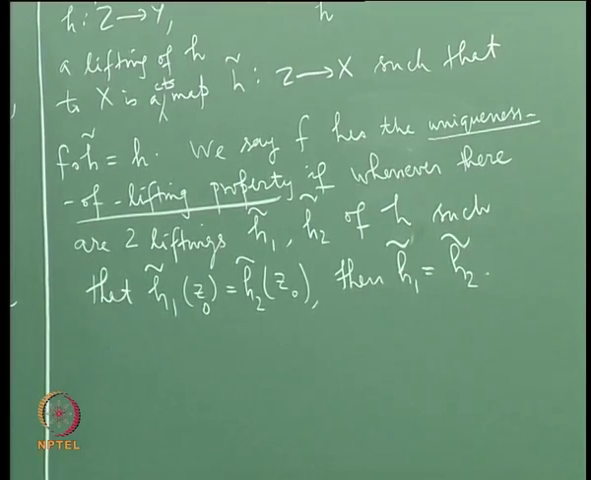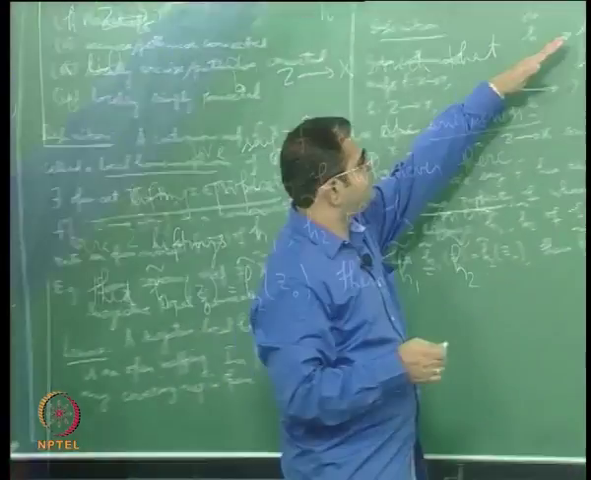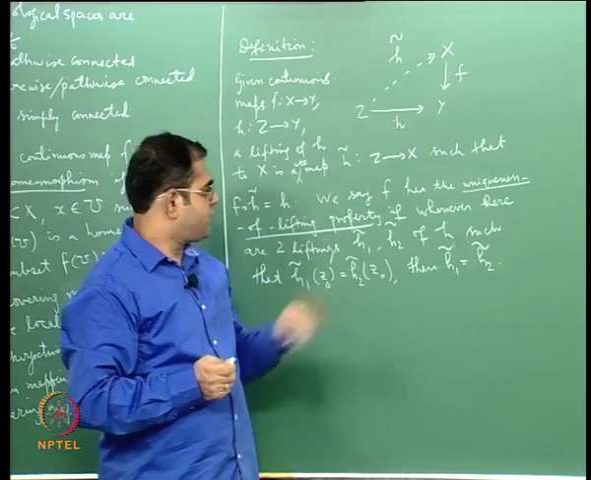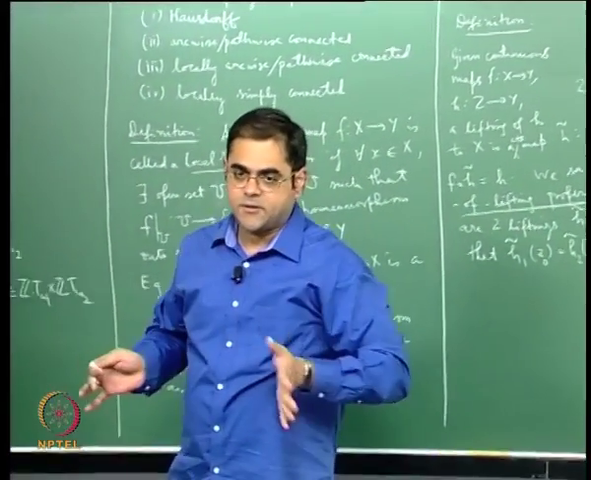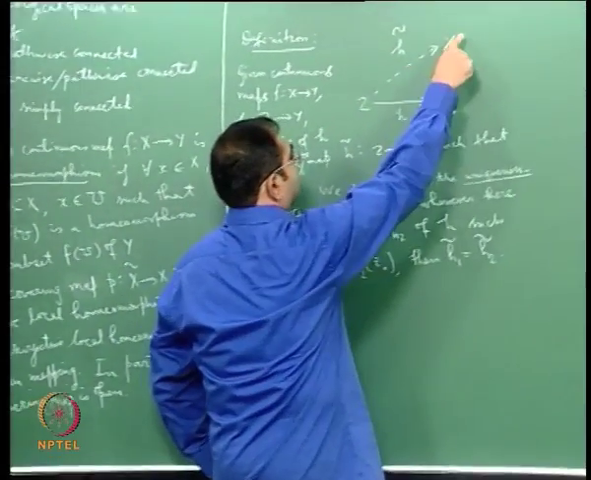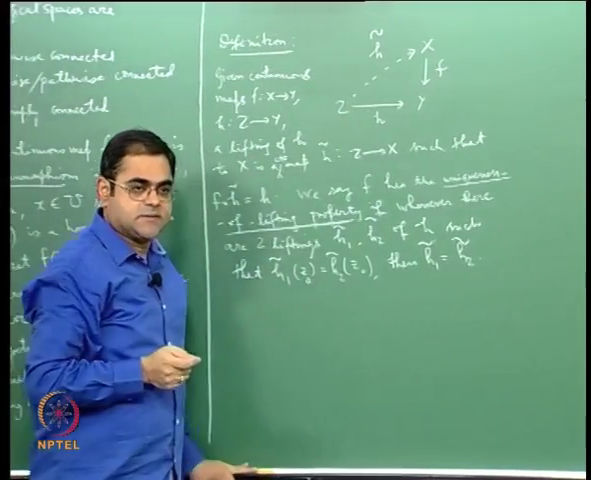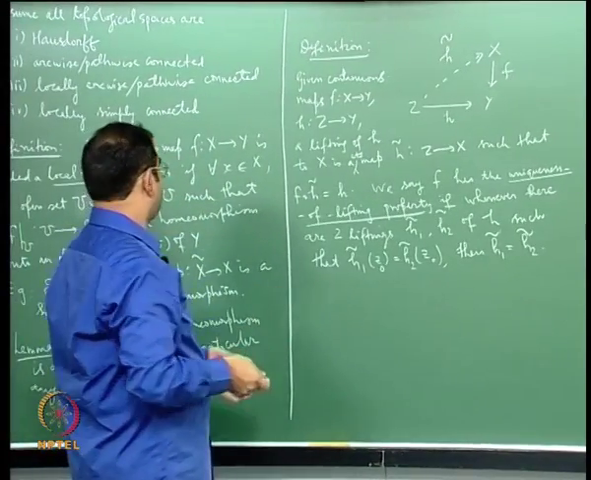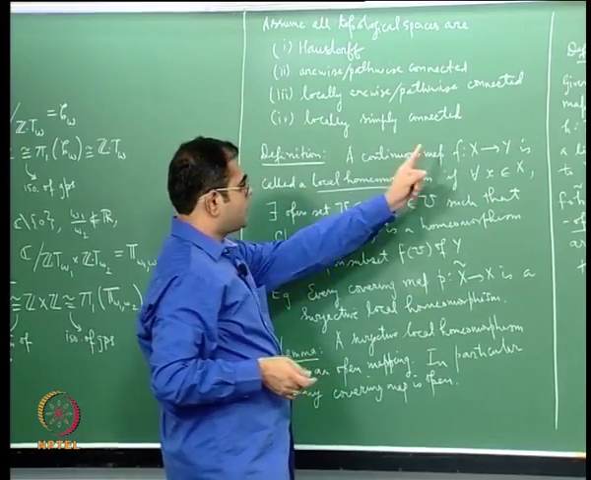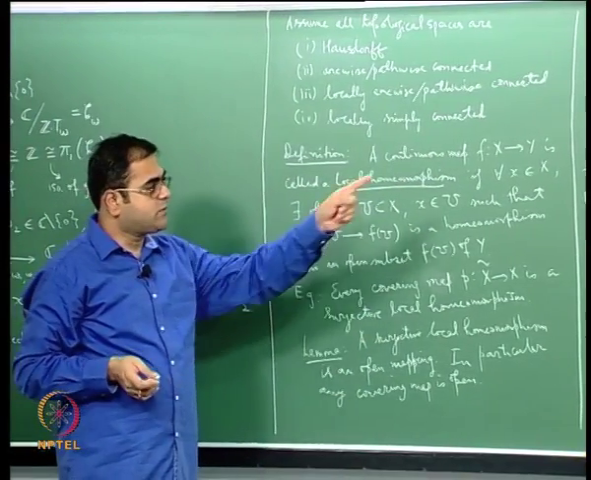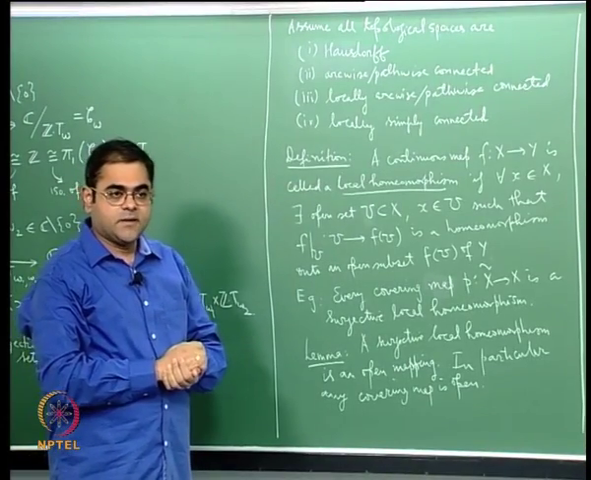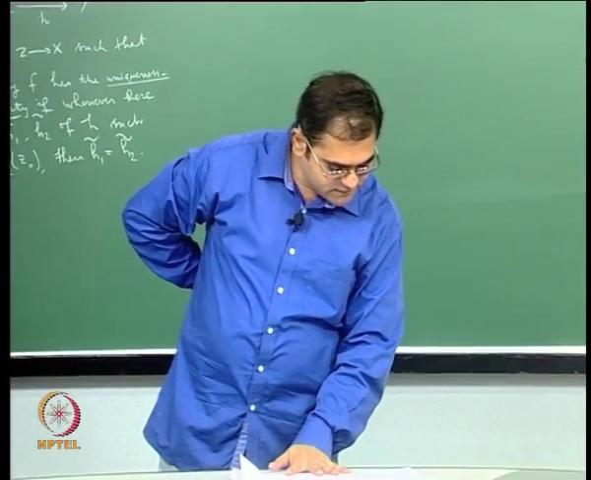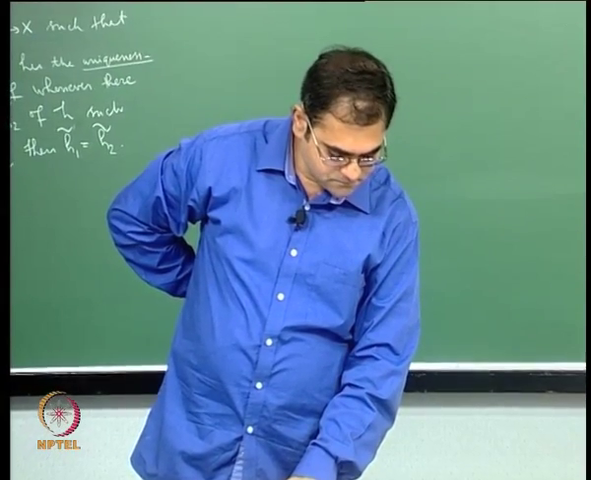So what is this uniqueness of lifting property? It says that if you have two liftings h1 tilde and h2 tilde, namely two maps like this which when composed by f give h, and of course again when I say maps I always mean continuous maps, and suppose these two coincide at one point of Z, then they are going to coincide everywhere. So the nice thing is that a surjective local homeomorphism is going to have this uniqueness of lifting property. So let me write that down. Let me just check the hypothesis.